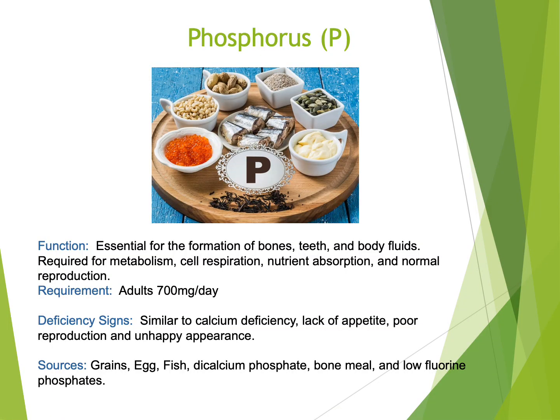Phosphorus is essential for the formation of bones, teeth, and body fluids. It is required for metabolism, cell respiration, nutrient absorption, and normal reproduction. The requirement for adults can go around 700 milligrams per day. The deficiency signs are similar to calcium deficiencies. You can have lack of appetite, poor reproduction, and unhappy appearance.